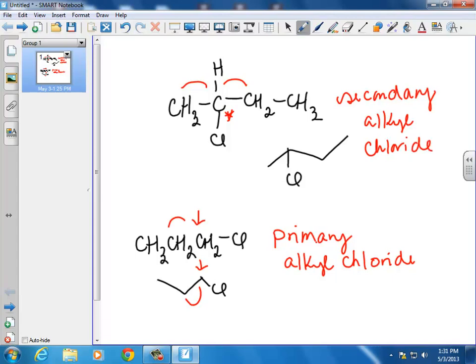Now to illustrate what I mean by the halogens, the classification is the same as far as primary, secondary, and tertiary is concerned. So if I change the structure a little bit and we put a bromine here instead of a chlorine, still considered secondary. The only thing you would change would be the type of alkyl group it is. It would be a secondary alkyl bromide.